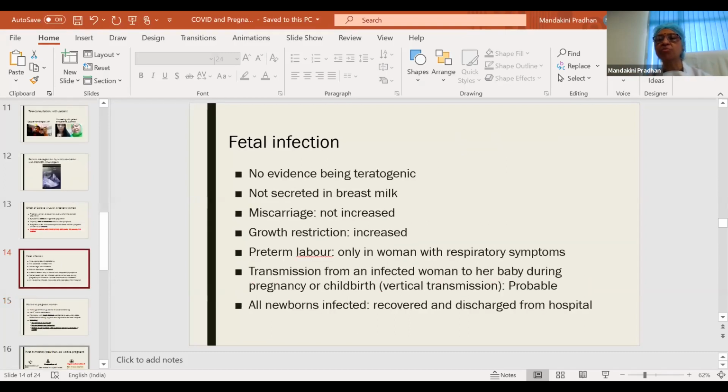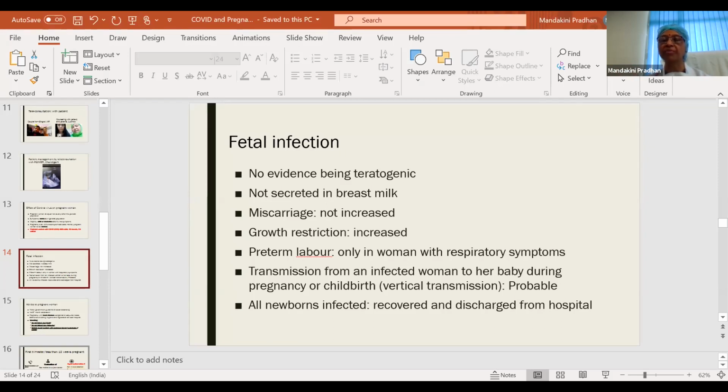But regarding fetal infection, whatever the multicentric, combined studies say, it is not teratogenic, except one report. It is not found to be excreted in breast milk, though one report shows that RT-PCR isolated COVID-19 in breast milk. So we need to be a little careful, but as of now it is not excreted in breast milk. There is no increased risk of miscarriage or growth restriction in these women. So you need not feel that this woman will have a growth restriction, but there are reports of preterm labor in those women who have severe symptoms. So be careful about preterm labor in patients who are hospitalized with severe symptoms.